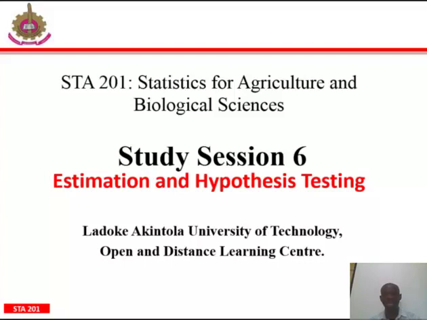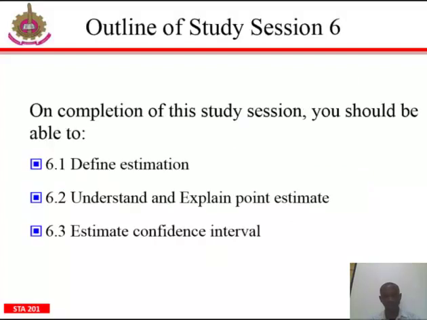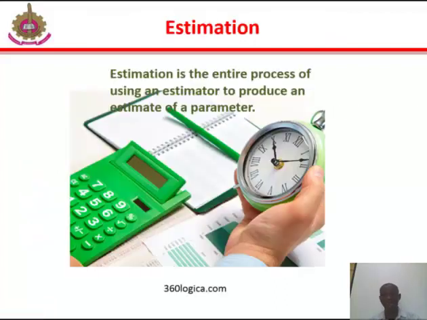These types of questions can be addressed through statistical estimation and hypothesis testing, which is a decision-making process for evaluating claims about a population. In this study section, we will learn how to use simple data to estimate unknown population parameters. On the completion of this study section, you should be able to define estimation, understand and explain point estimate, and lastly, estimate confidence interval.